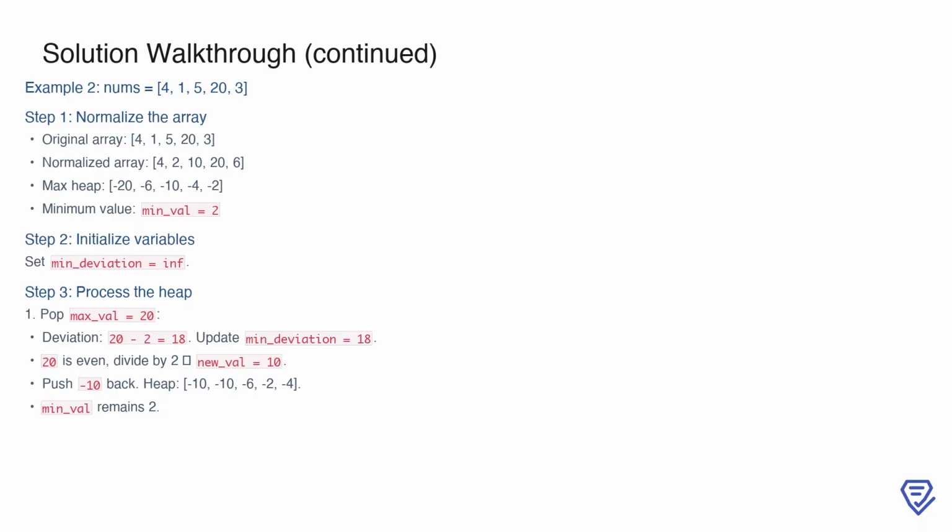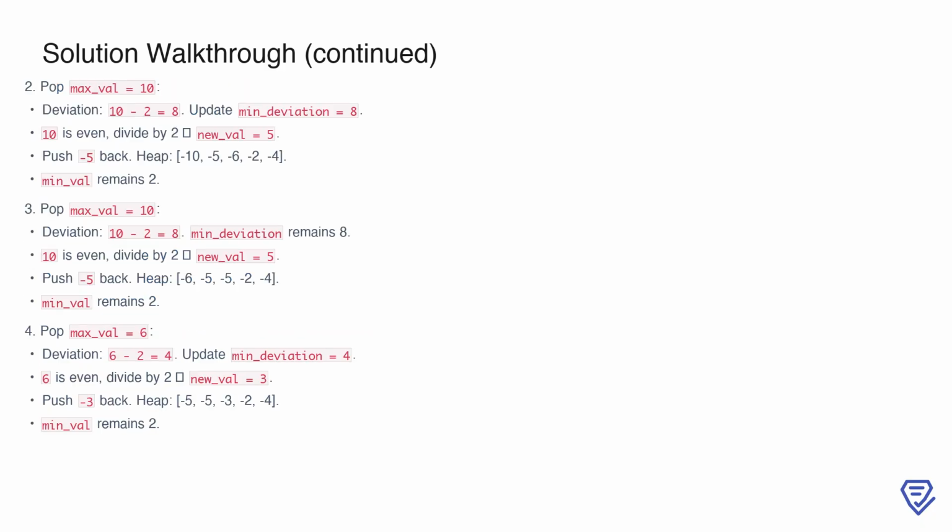Since 20 is even, we divide it by 2 to get 10 and push its negative back into the heap. The heap becomes -10, -10, -6, -2, -4, and the smallest value remains 2. Next, we pop the maximum value, which is 10. The deviation between 10 and 2 is 8, so we update min_deviation to 8. Since 10 is even, we divide it by 2 to get 5 and push its negative back into the heap. The heap is now -10, -5, -6, -2, -4, and the smallest value remains 2.